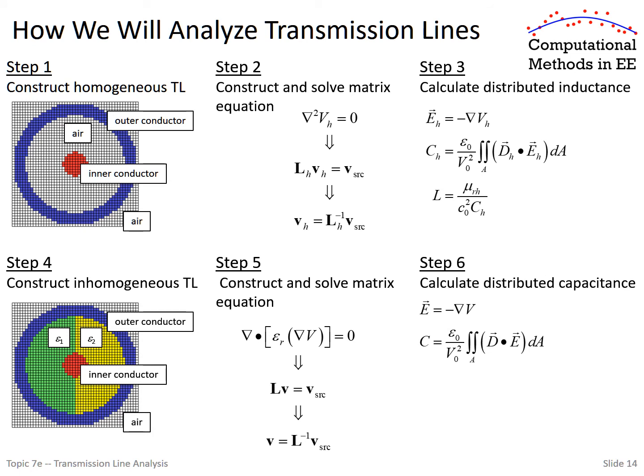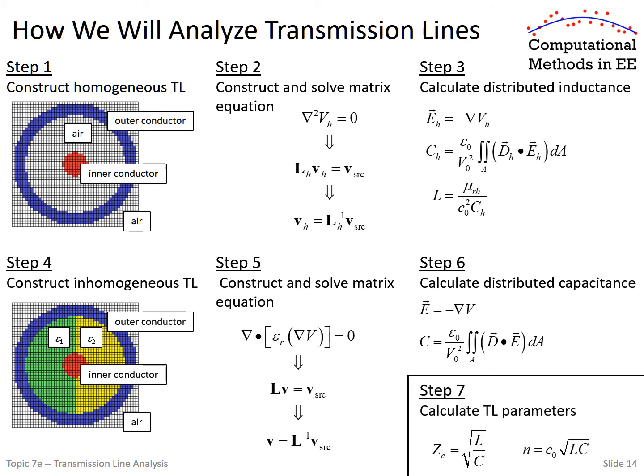Once we have that, we calculate the electric field E as the negative gradient of the scalar potential. We can then calculate D as the permittivity times the electric field E. We'll integrate that and get the distributed capacitance. Once we have the distributed inductance and distributed capacitance, those are just two scalar numbers, we can get the characteristic impedance and the effective refractive index, velocity on the line, and probably other things that I'm forgetting about right now.